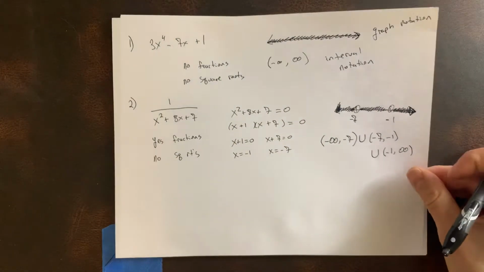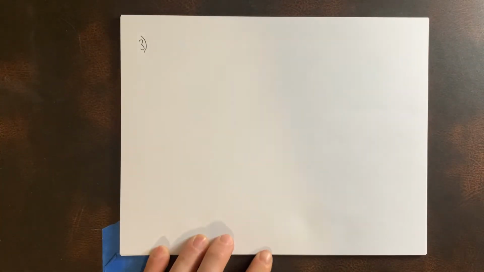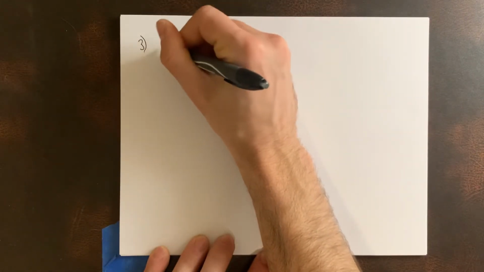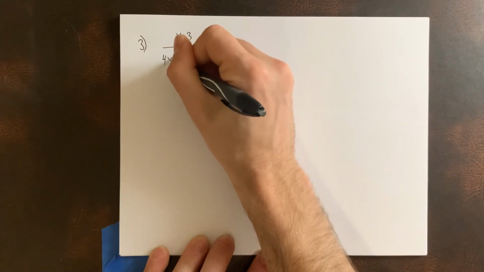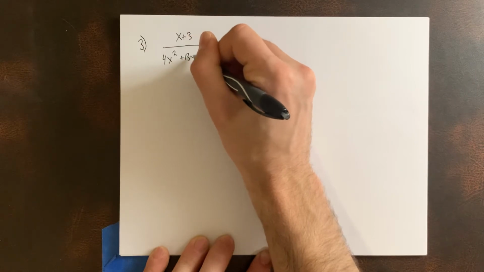Okay, let's go on to the next example. Okay, so in this one, sort of similar to the previous one. So here's x plus 3 over 4x squared plus 13x plus 3.